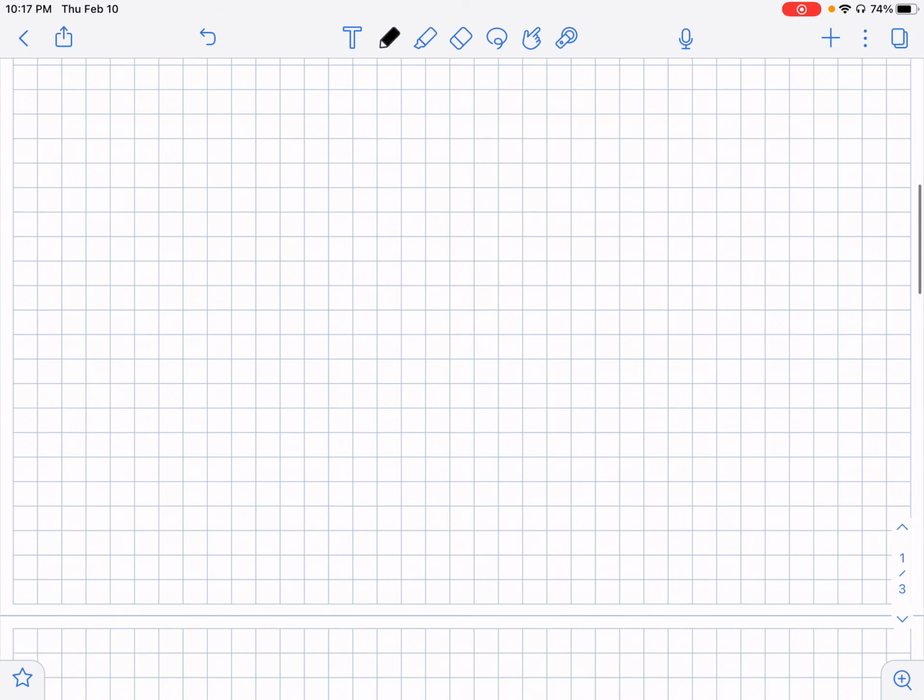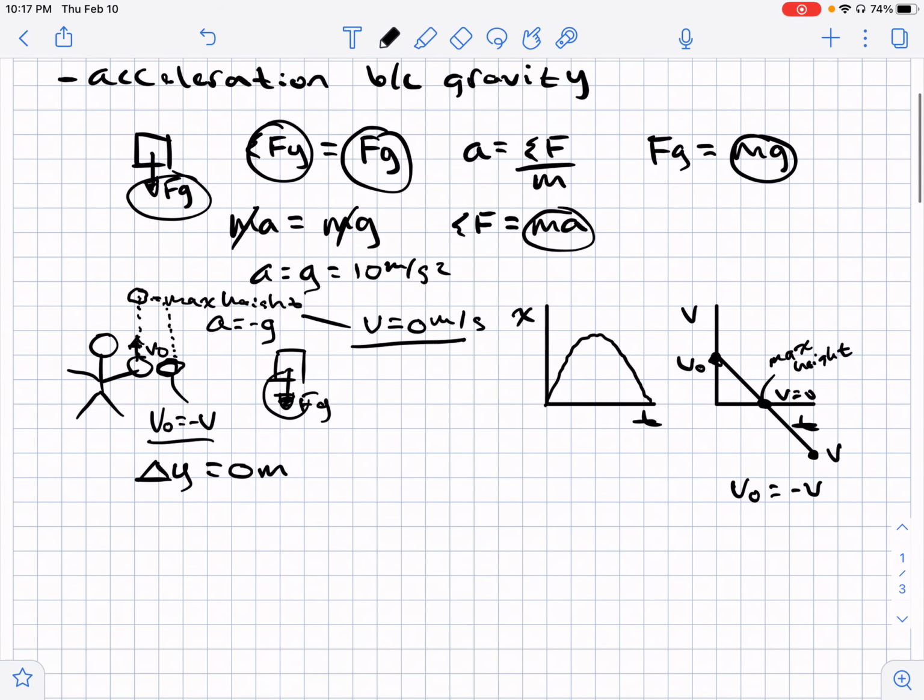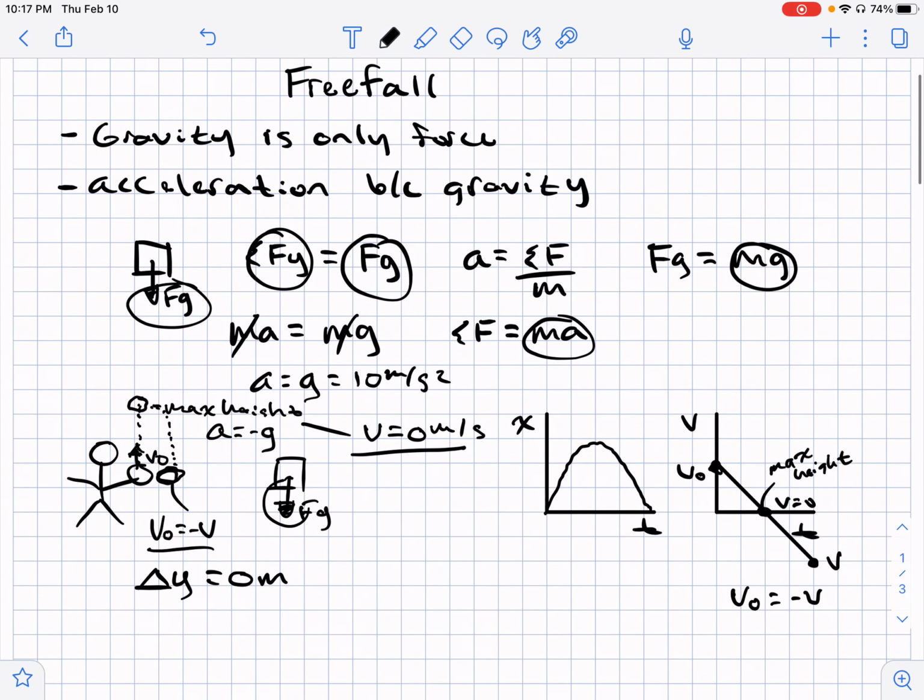All right, so hopefully this helps a little bit with our free fall notes, and then next time we'll start talking about horizontal projectile motion.